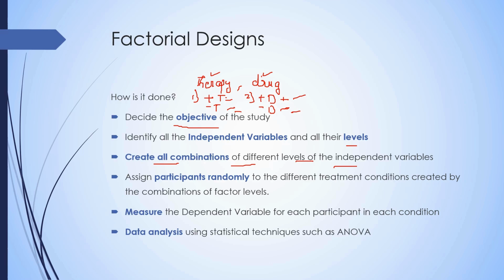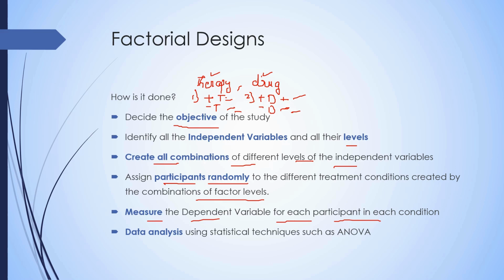What do I do next? Next, assign participants randomly to the different treatment conditions created by the combinations of factor levels. So we know the 4 combinations we have. Now we are going to assign the participants randomly to these 4 combinations. And then next we'll measure the dependent variable for each participant in each condition.